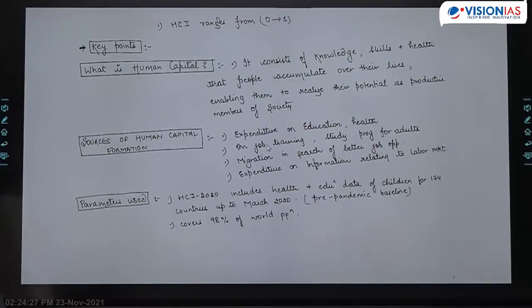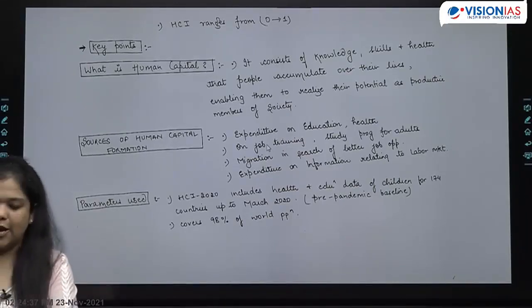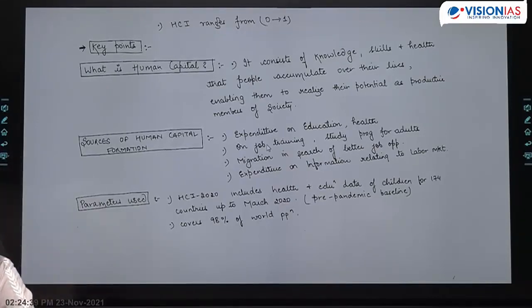Now, what is human capital? It consists of, यही बोल रही थी मैं, knowledge, skill, health, which a person accumulates over their life, which enables them to realize their potential as a productive member of society. Now, what are the sources of human capital formation? ये सब आंसर में काम आ सकता है. What do you mean by human capital? What are the different sources of human capital formation? For example, expenditure on or investment in human capital is the need of the hour. ऐसे बन सकता है. तो पता होना चाहिए human capital है क्या.